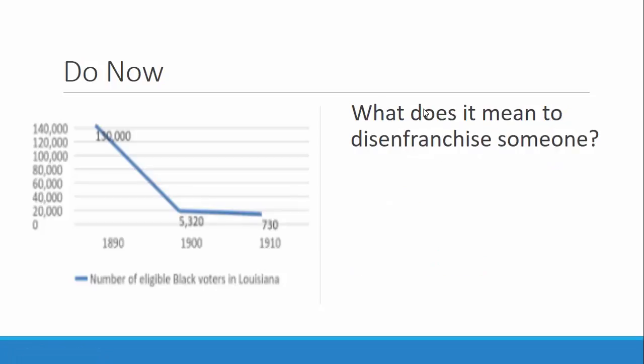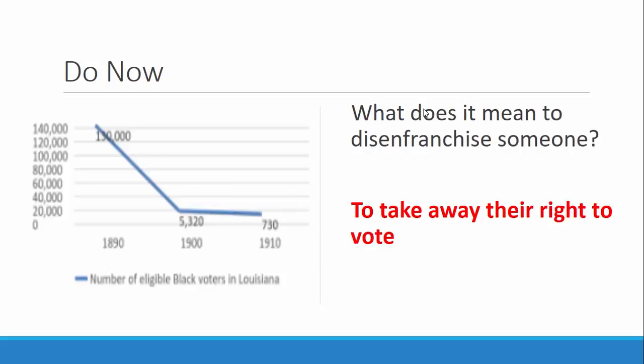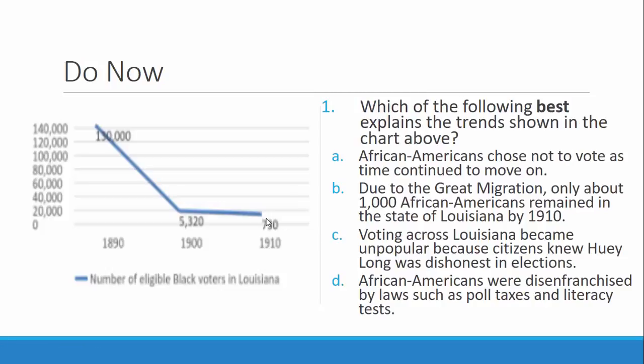And the last question, what does it mean to disenfranchise someone? This was a vocabulary term last unit. If you don't know it yet, I recommend you pause the video now and write down the term disenfranchise. And the definition of that is to take away someone's right to vote. So we want to ask ourselves, why are so few Black people eligible to vote all of a sudden? Have they been disenfranchised? So your question from the test, which of the following best explains the trend shown in the chart above? Try again on this question.